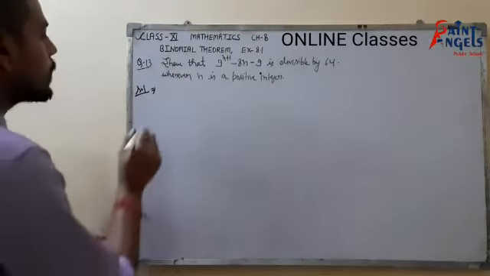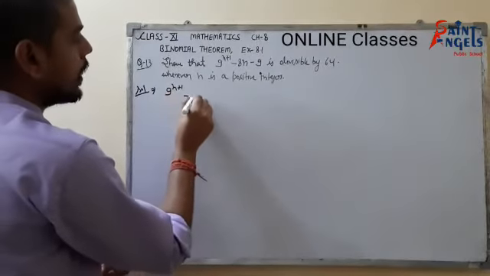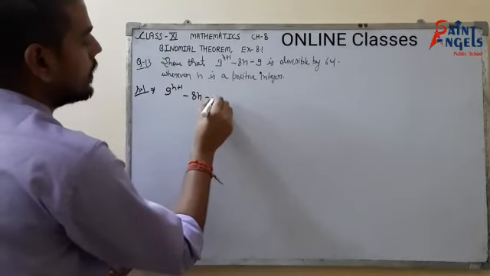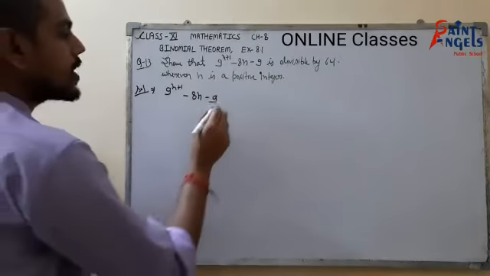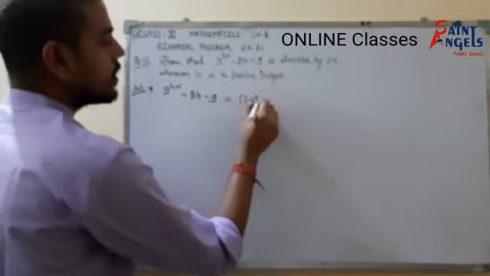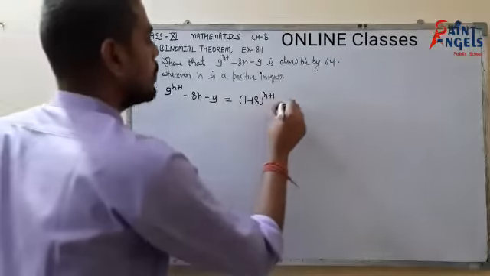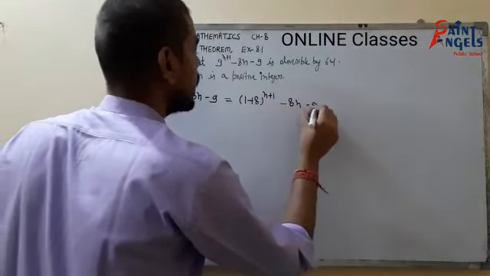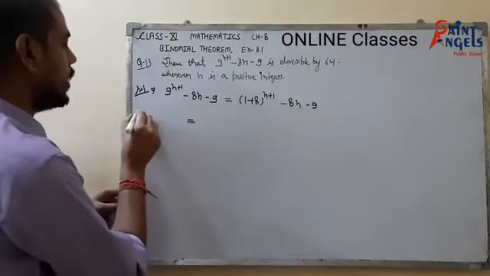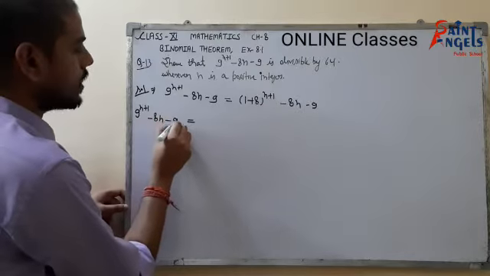So we are given 9 to the power n plus 1 minus 8n minus 9. Okay, so can I write this 9 as 1 plus 8, to the power n plus 1, isn't it? Okay, then minus 8n minus 9. Now I am solving over here. So we have 9 to the power n plus 1 minus 8n minus 9 equals to.